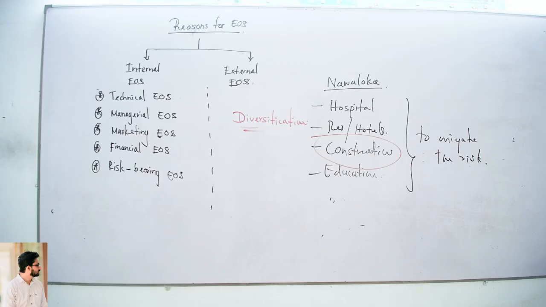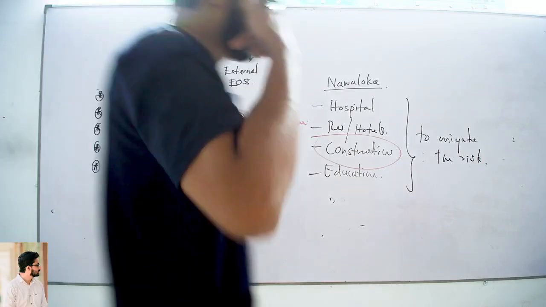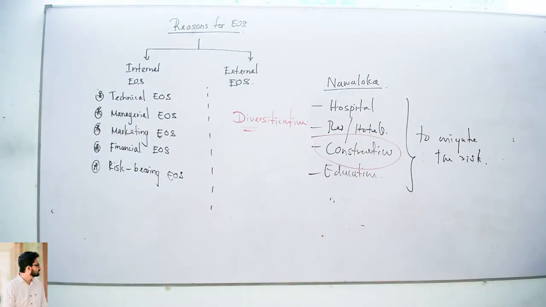The best example: if Navaloka had engaged with only construction, they would have gone bankrupt during the COVID pandemic. That is the idea. This is called diversification, or the risk-bearing economy of scale. Are you okay with this?